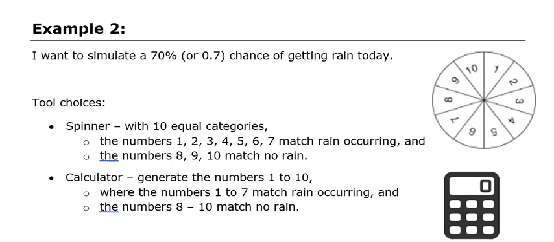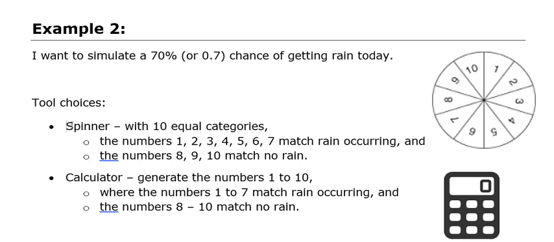So I want to simulate a 70% chance. 70% converted to decimal, so you're dividing by 100, gives you a 0.7 chance. So that's my chance of getting rain. So a couple of choices. I can't use a dice because that's talking about a 1 in 6 chance, and a 1 in 6 is 0.1667, so about 16%, and that doesn't match 70% exactly. Same with tossing a coin, that only matches to a 50% probability, and I've got a 70% probability, so I cannot use tossing a coin for this one.